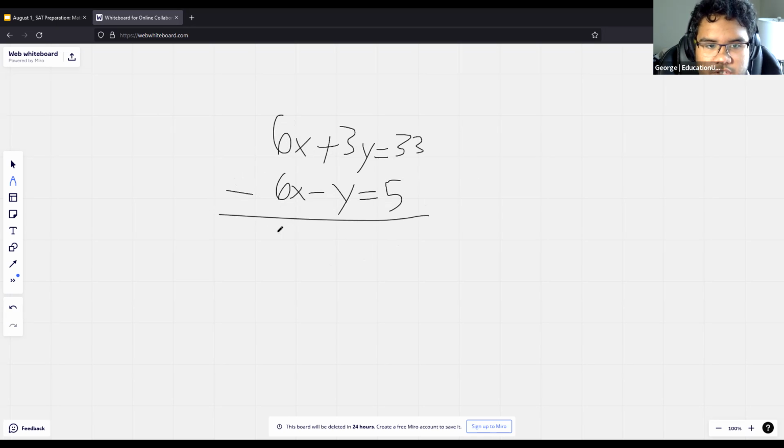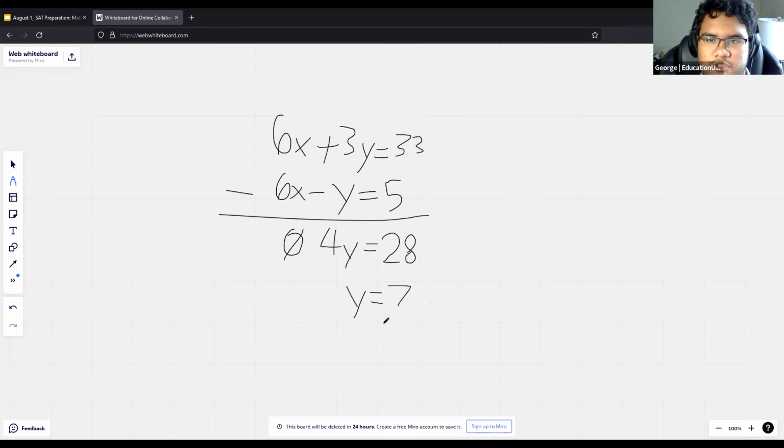What happens here is that the 6x terms cancel out, so they're nothing. When you negate a negative number for subtraction, it becomes addition. So you get 3y minus negative y, which means plus y, so you get 4y. And 33 minus 5 is 28. From here, you can just solve for y, which we get as 7.